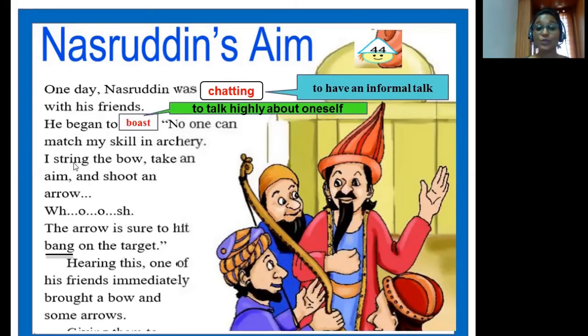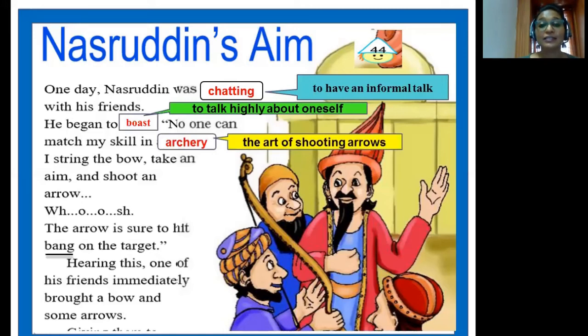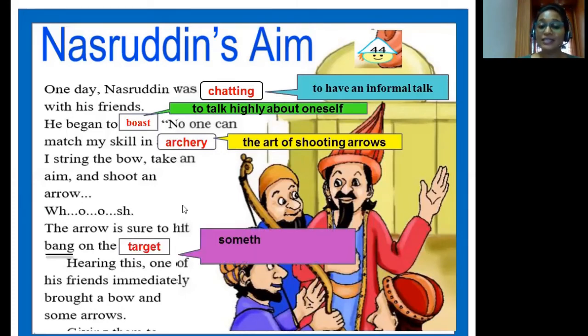He said that he could string a bow, take an aim, and shoot an arrow, and the arrow was sure to hit the target with a bang sound. So this is what Nasruddin claimed or boasted about. We have already learned that the word archery means the art of shooting arrows. And here the word bang means to make a loud, sharp noise. And the word target means something at which a weapon is aimed at.